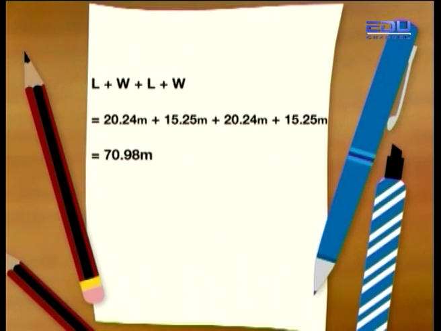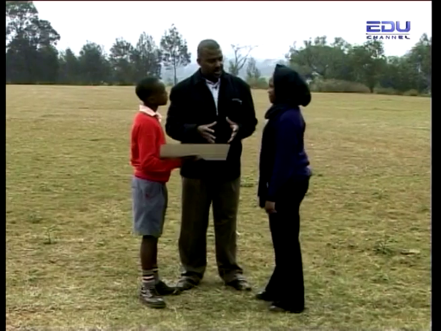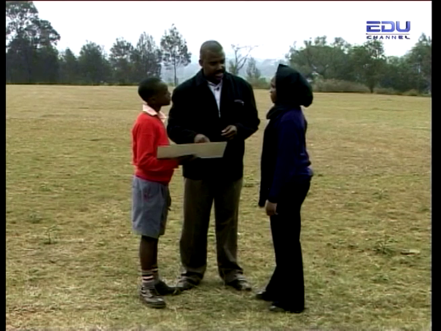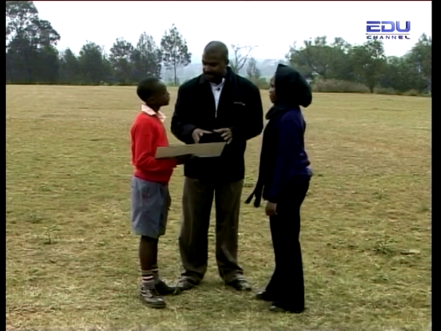It looks like you're right, Hamisi. The distance around the field is the same as when we use the formula. So, we have found that the perimeter of the rectangle when you measure the distance around it, and when you use the formula, are the same.